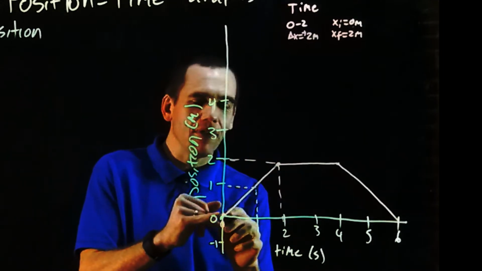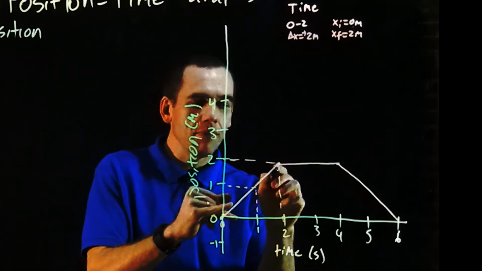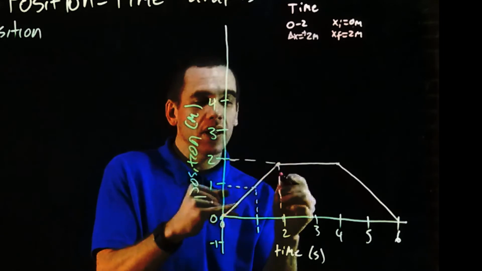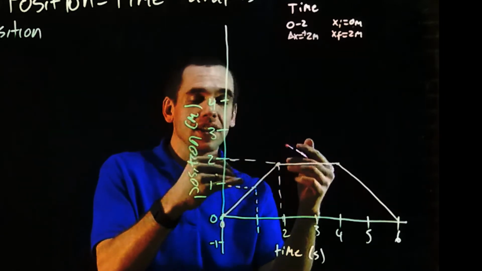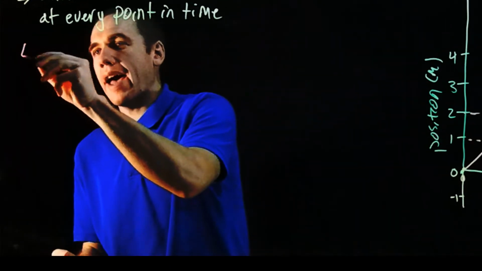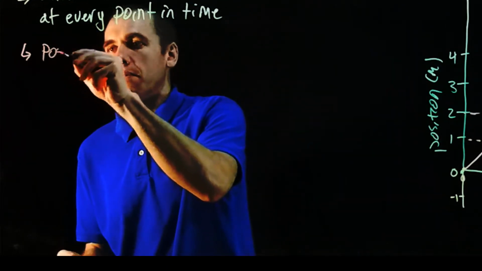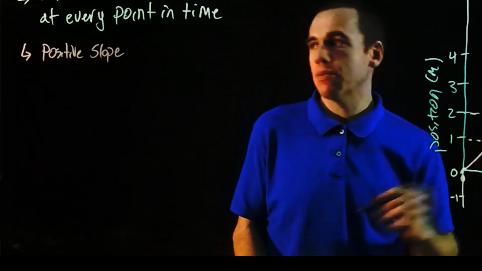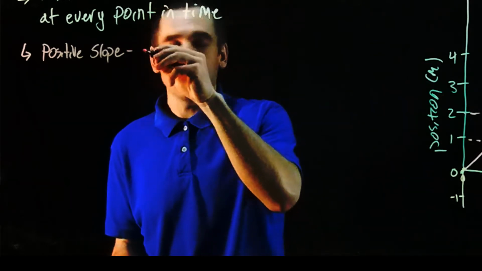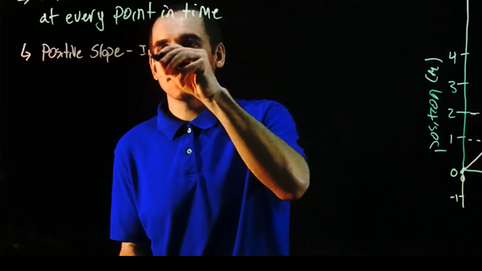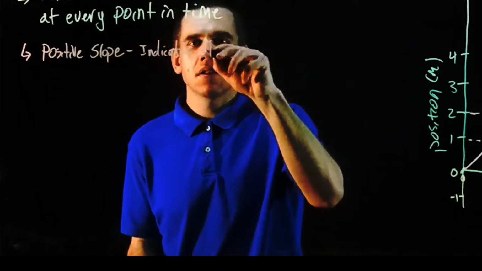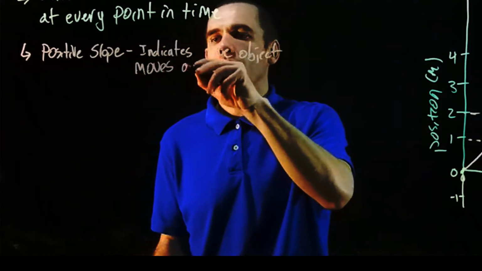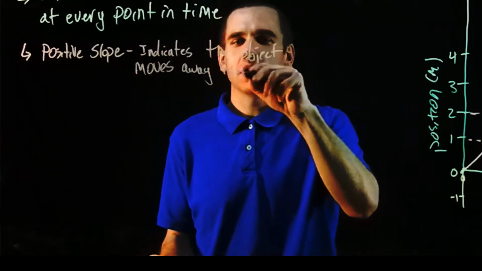And so the shape of this graph, the fact that the position is changing through time, tells us that it's in motion, and because that position is becoming more positive, we can see that it's moving away. And so the slope actually tells us stuff. A positive slope means that the position is becoming more positive as time goes by. Positive slope indicates that the object is moving away from the reference point.